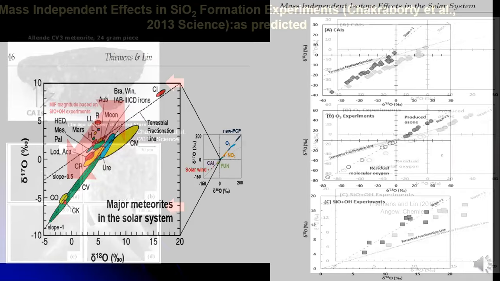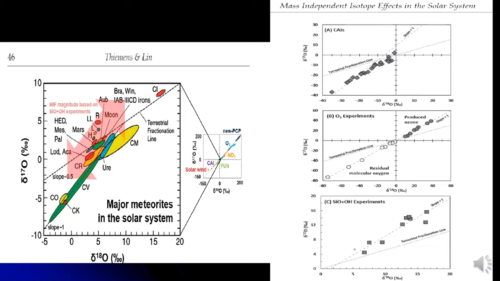Yes, these are experiments that we did and published in Science that show that in the SiO plus OH, there are two reactions that go on, and one we correct for because you know the rate constants, and you know the pressures and the amounts. We correct for that reaction and calculate the single stage fractionation factor going from a gas to a solid, and it's basically a slope one effect. The magnitude of the effect is certainly large enough to accommodate all of the meteorites in the formation process.